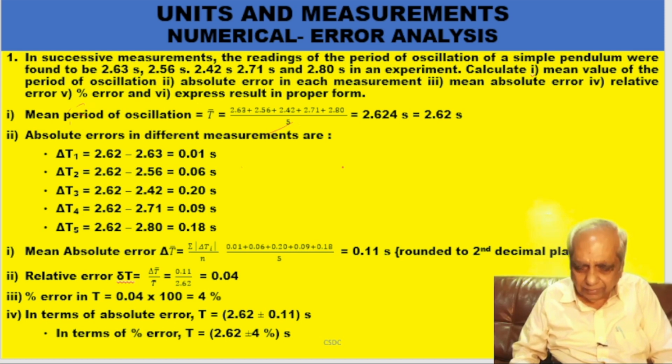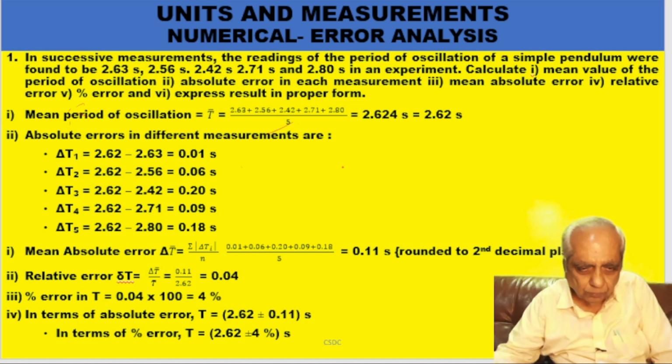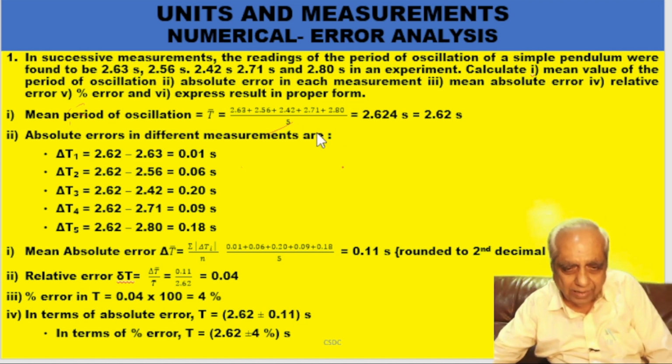So the sum reads that there is a simple pendulum and a student is measuring the period. The periods that he measures are 2.63 seconds, 2.56, and so on, around 5 readings he has taken. We want to find the mean value of the period of oscillation. That is quite simple. We have to add all the 5 periods that are given to us and divide by 5.